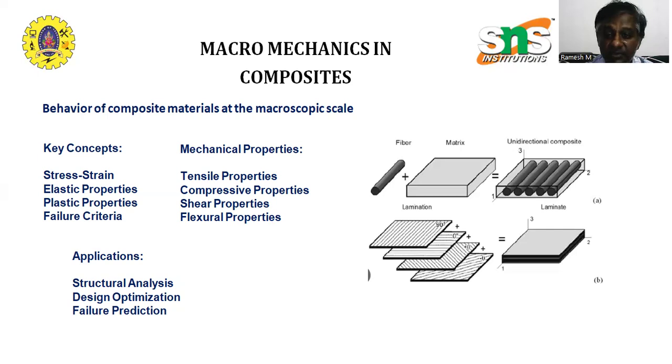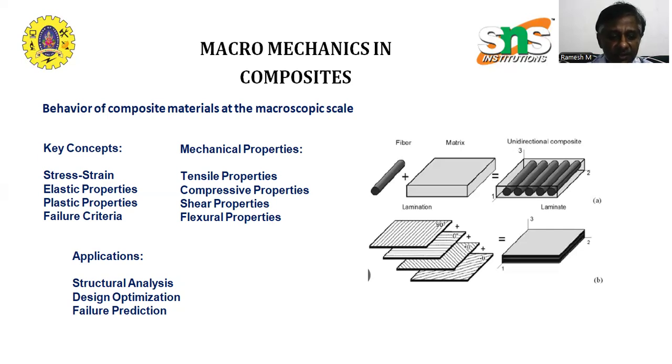As well as failure criteria, it also predicts the failure of the composites under various loading conditions, including the maximum stress criterion, how much stress it can withstand. Then the maximum strain criterion also, as well as a failure theory called the Phi criterion, how much plastic deformation can be there. Accordingly, failure theory can also be analyzed by using the macromechanics approach.